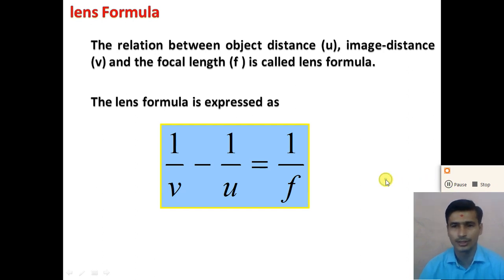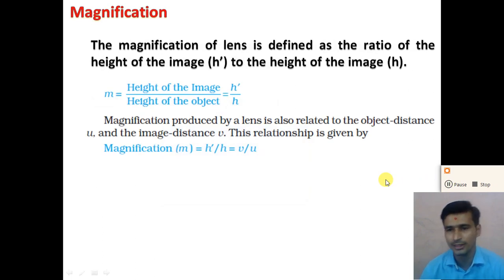So now dear student, we understand what we mean by magnification. The magnification of the lens is defined as the ratio of the height of the image h dash to the height of the object h. So magnification is how magnified the image of an object is. That is called the magnification, and it is defined as the ratio of the height of the image to the height of the object.